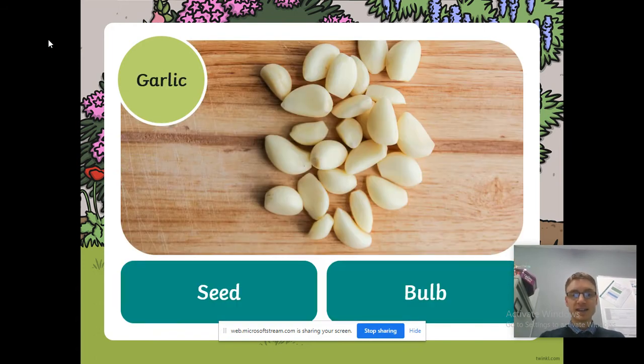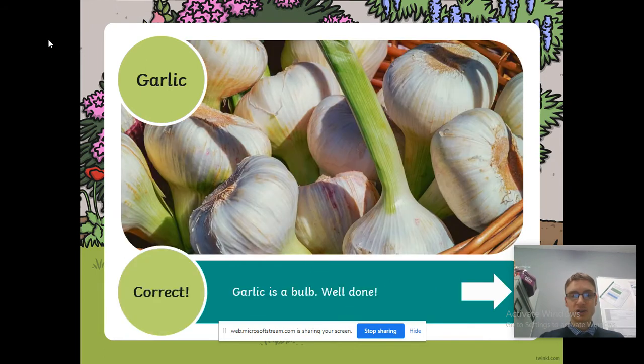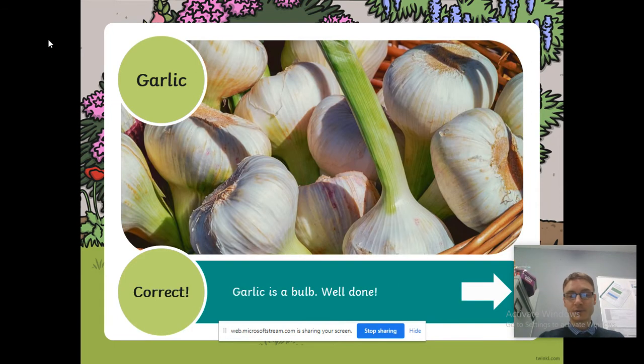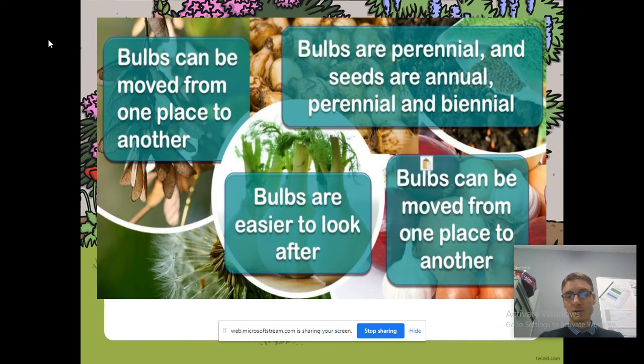Next, garlic, seed or a bulb? And this one's a bit of a tricky one, to be honest, because of the picture. Yeah, garlic is a bulb. So actually, when we see it properly like that, those bits that we just saw on the previous slide are within the bulb itself. So it's from a bulb. So you may want to stop the video now, and you could do that first activity on the sheet where you've got to come up with some plants that come from seeds and some that come from bulbs. Okay, just give you a chance to do that.